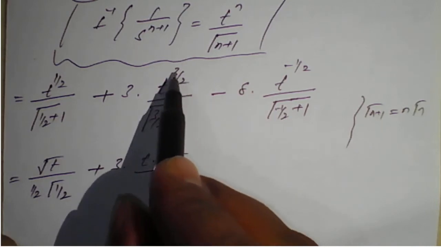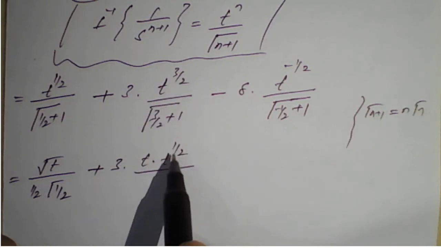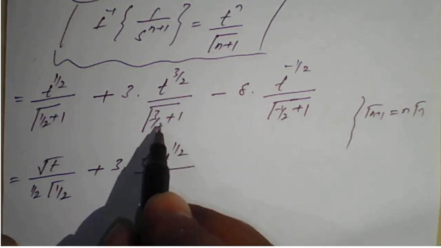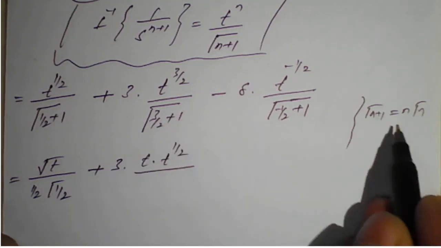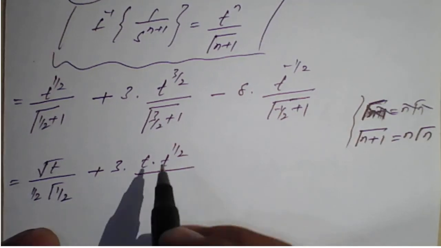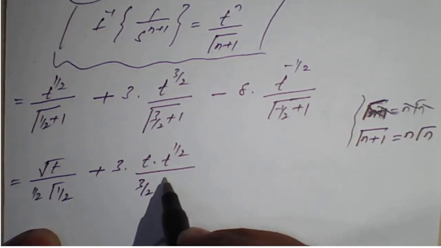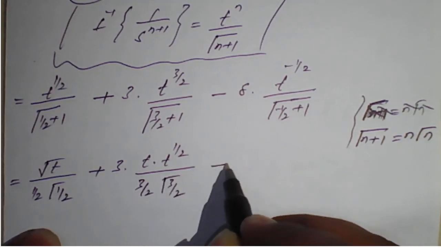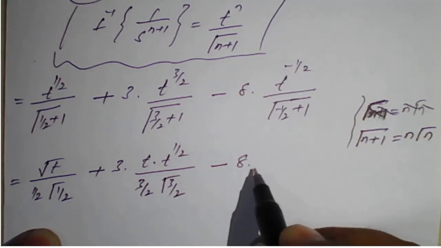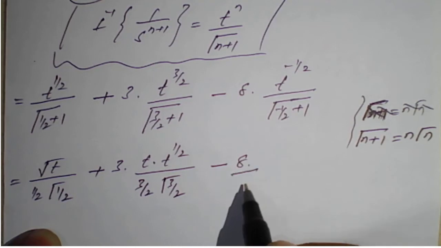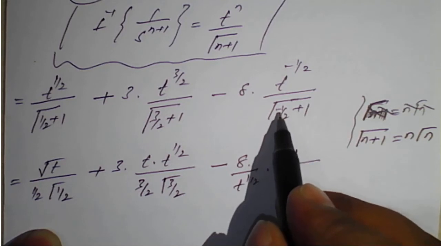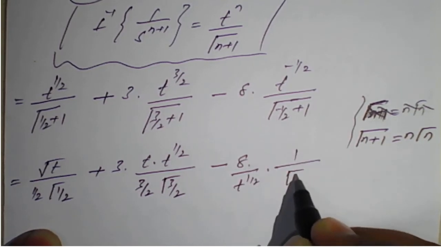Simplification of t raised to 3 by 2 is nothing but t into root t. If you add the powers again, we get t raised to 3 by 2, just for simplification. And for gamma of 3 by 2 plus 1, we apply the same formula. So it will become 3 by 2 into gamma of 3 by 2 minus 8 into t raised to minus 1 by 2. I will take out t raised to 1 by 2 into 1 upon gamma of 1 by 2.